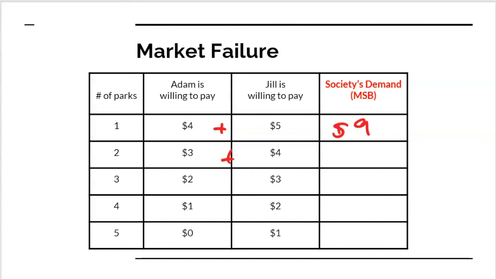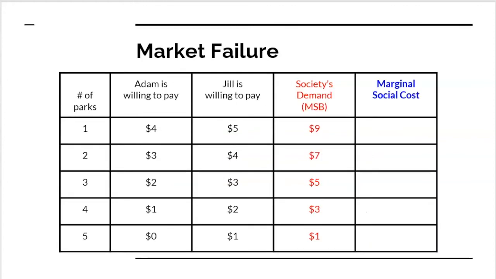For 2 parks, the marginal social benefit is 7. For 3 parks, it is 5. For 4 parks, it is 3. And for 5 parks, the marginal social benefit is 1. We're just adding Adam's marginal benefit plus Jill's marginal benefit to get the marginal social benefit, which is society's demand. Now that we know that, how do we get to the marginal social cost?